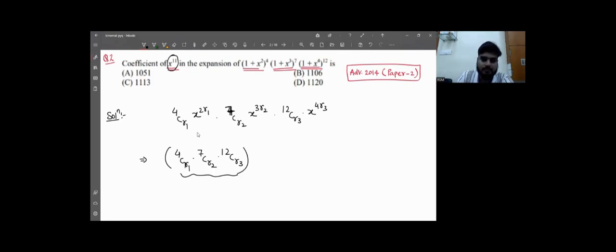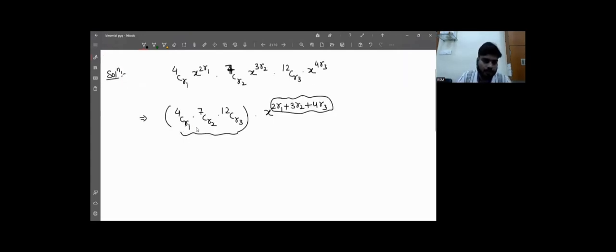This whole term will be the coefficient of any variable term in the power of x, right? So x to the power 2r1 plus 3r2 plus 4r3. Now we want the coefficient of x to the power 11. So this term should be 11. ये वाली term 11 के equal होनी चाहिए. Okay. So 2r1 plus 3r2 plus 4r3 should be 11.